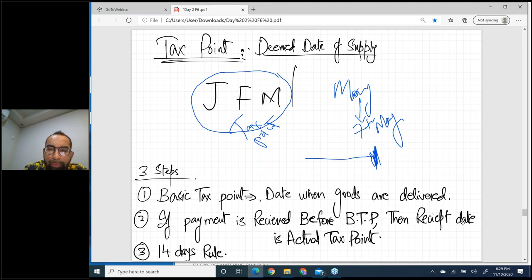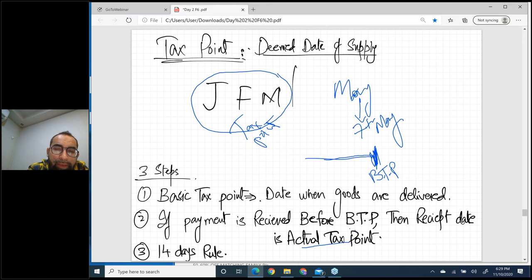So let us say this is your BTP. You mark the BTP, the date you delivered goods to customer. Now, second thing you have, if payment is received before BTP, then the receipt date is your actual tax point.